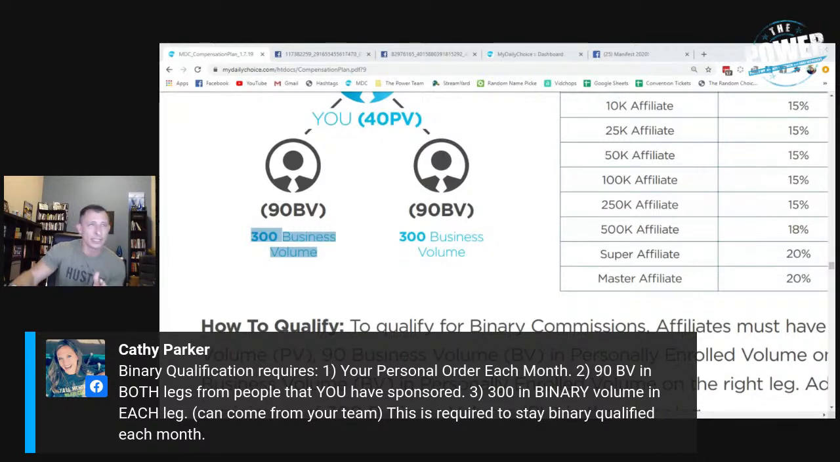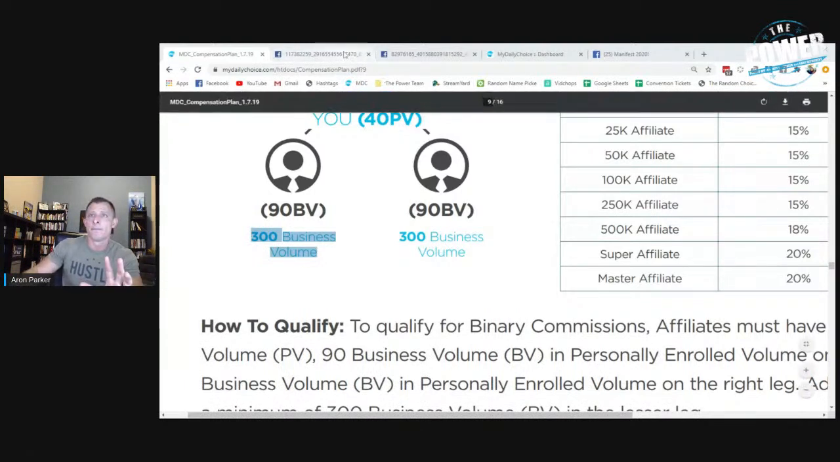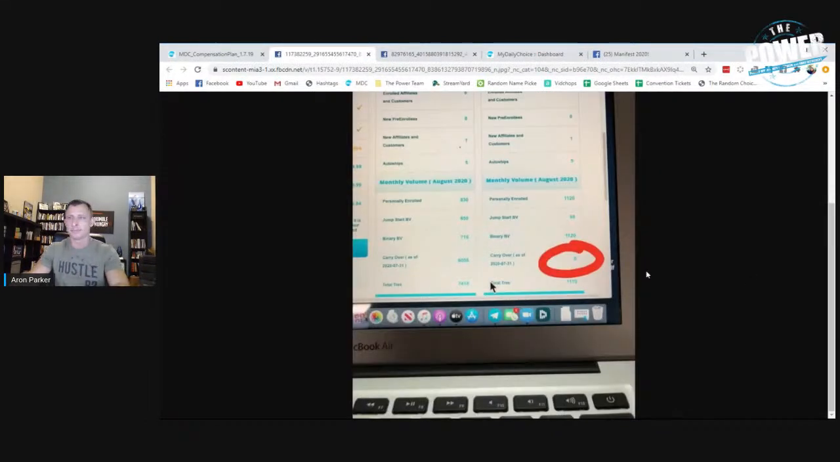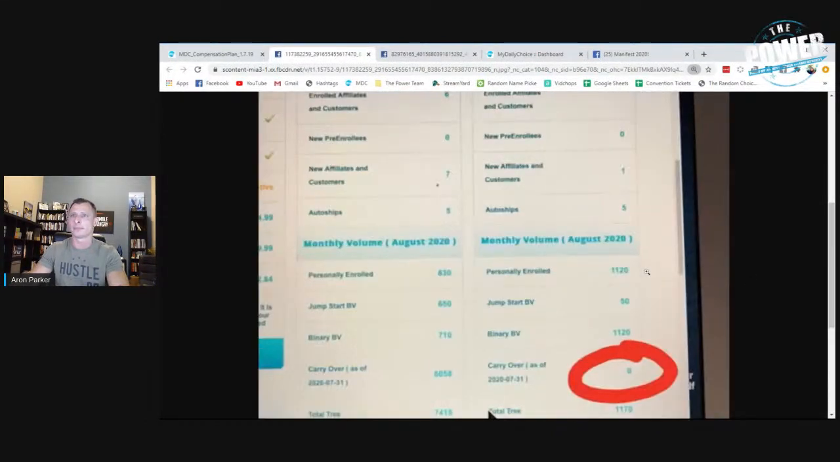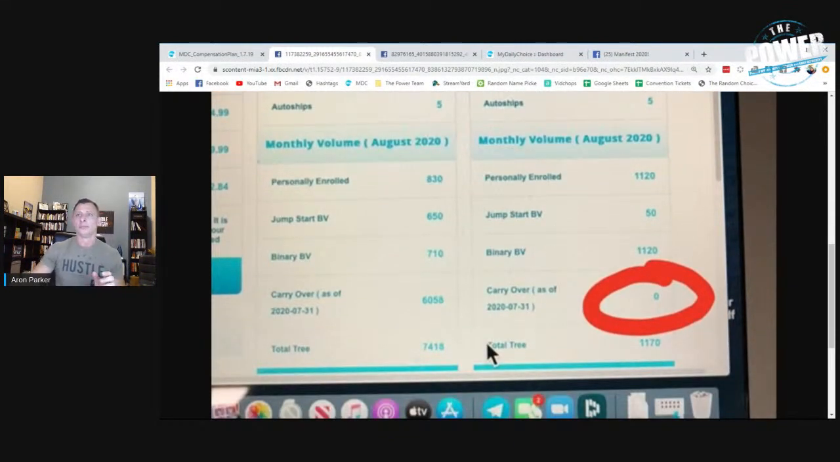Now, let's go ahead and just pull up a back office. And I want you guys to please engage with me in the comments here. Let me know if you have any questions. Okay, first of all, everyone look closely. Look closely at this. So what we're looking at here is a dashboard. The first requirement to get binary qualified is what? It's your personal order. So we just addressed that. So check. You're executive and you've got your 90 in volume, minimum 90.